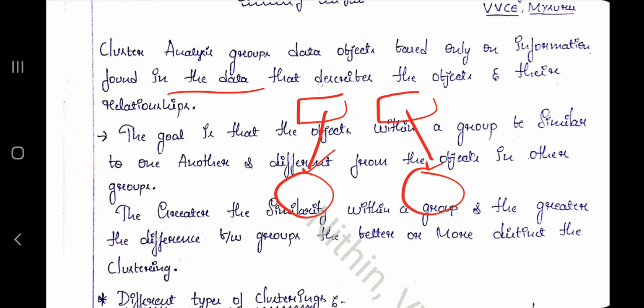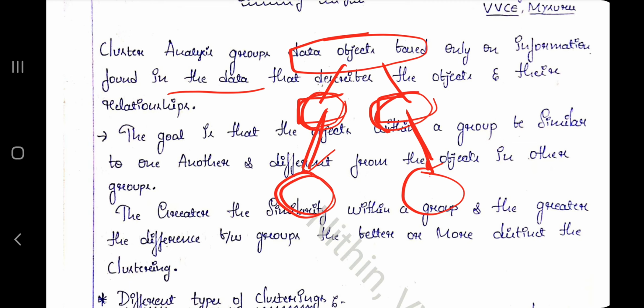Write it in your own words. The main set is divided into different parts based on the similarities and the dissimilarities, and each of these forms a cluster. And this technique is called clustering. Write it like this only.